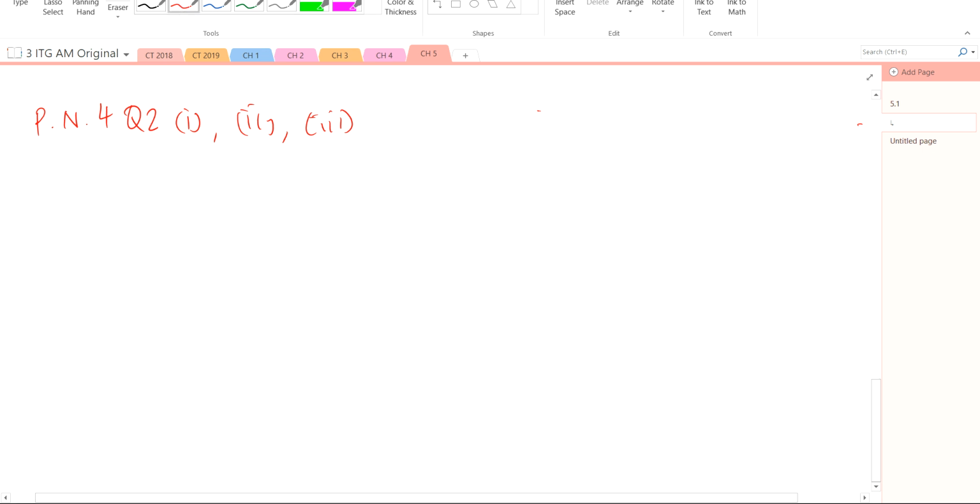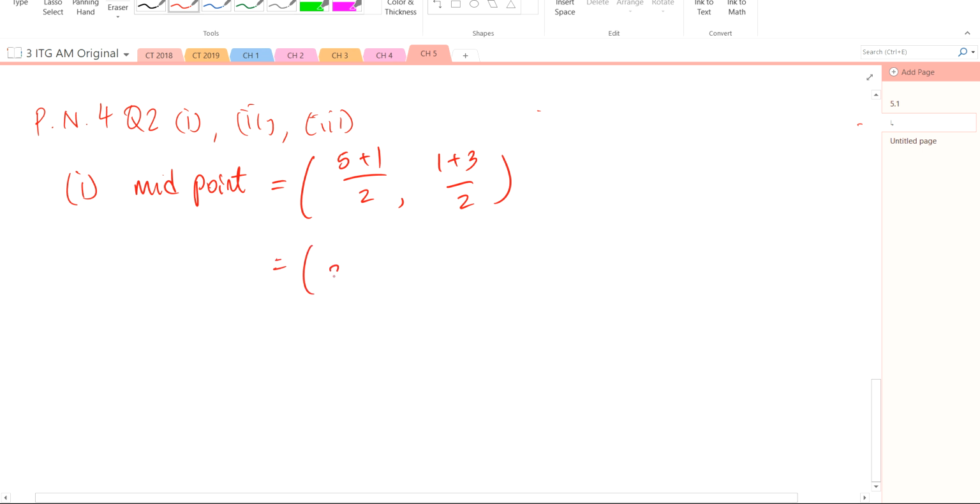Okay, please stop work and help me check my work. Part 1, midpoint. And check your presentation also. Midpoint, I've got my x coordinates to be 5 plus 1 over 2 and 1 plus 3 over 2, which is 3, 2. Correct?